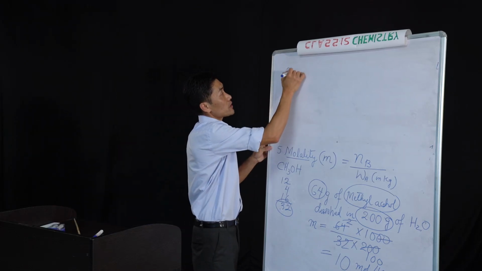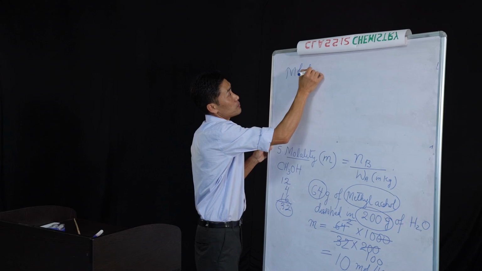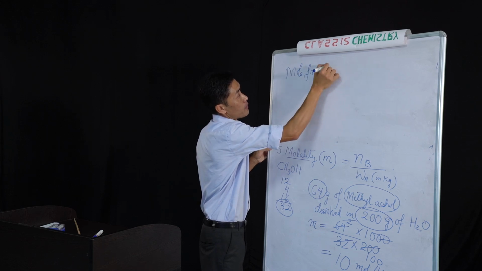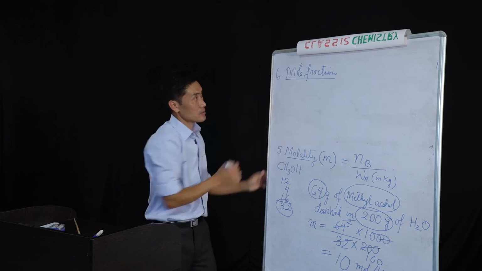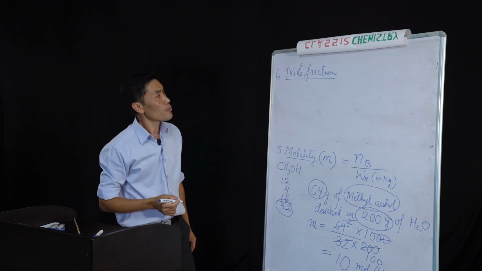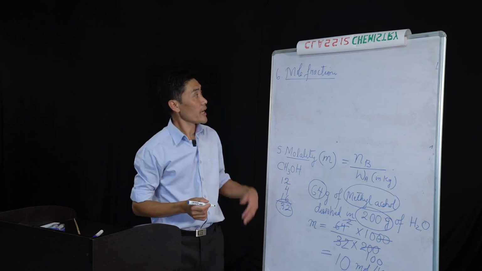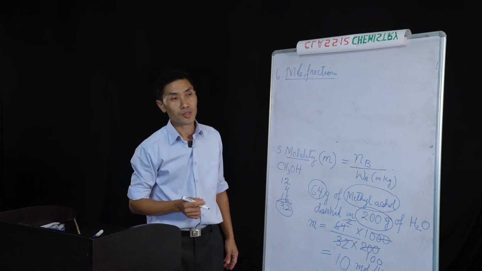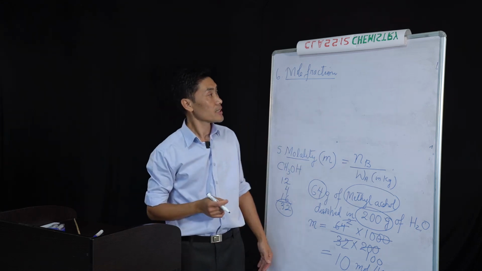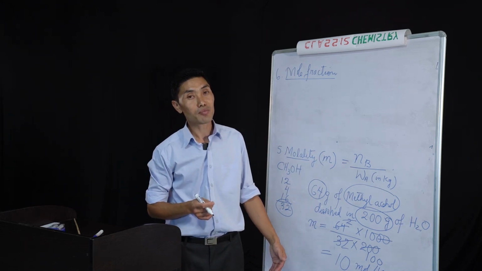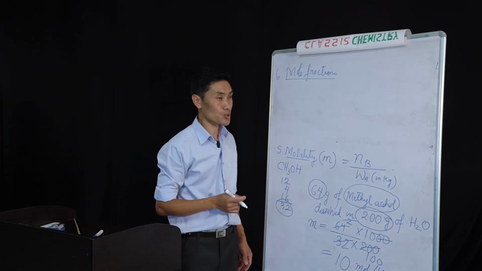This is called mole fraction. This is the sixth method. Mole fraction of any component in a solution is given by number of moles of that component divided by number of moles of all the components in the solution.